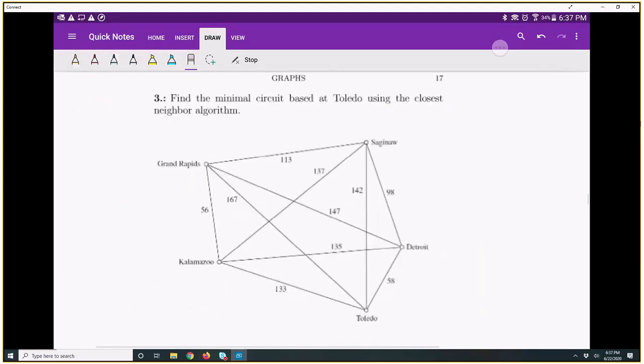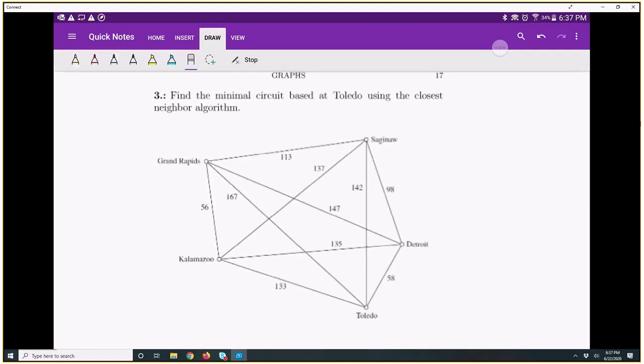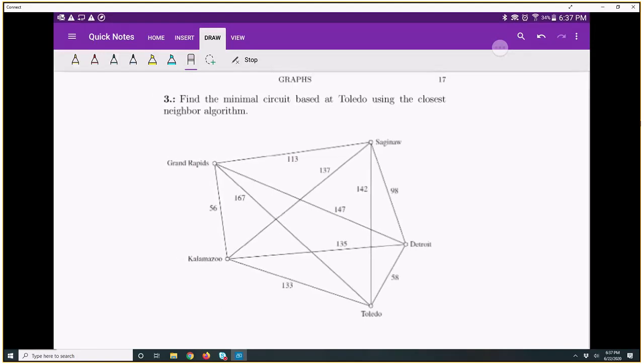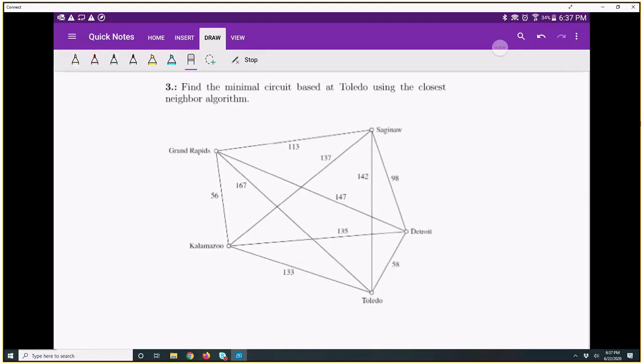Okay, we're again going to apply the closest neighbor algorithm in exercise 3 to find the minimal circuit based at Toledo. So because it's a circuit, we know we want to start here in Toledo and end in Toledo. And in each step of the process, we're just going to choose the closest city to travel to that we haven't already visited. So the first route will be from Toledo to Detroit, and that edge has a cost of 58 miles.